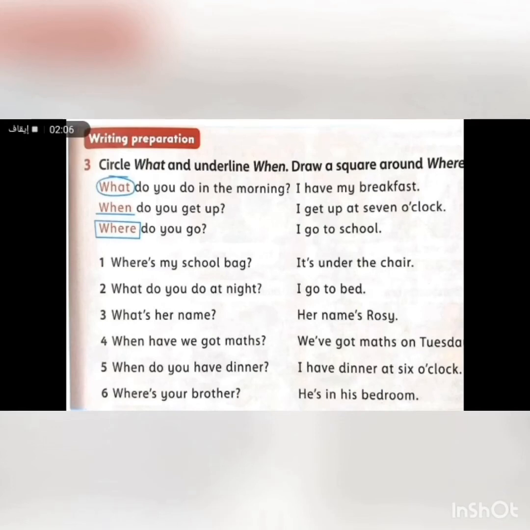Now circle what and underline when. Draw a square around where. دائرة على what, خط تحت when, ومربع على where. Number 1. Where is my school bag? It's under the chair. بنحط مربع على where. Number 2. What do you do at night? I go to bed. رح نحط دائرة على what. ورح نكمل باقي الأسئلة بهذه الطريقة.